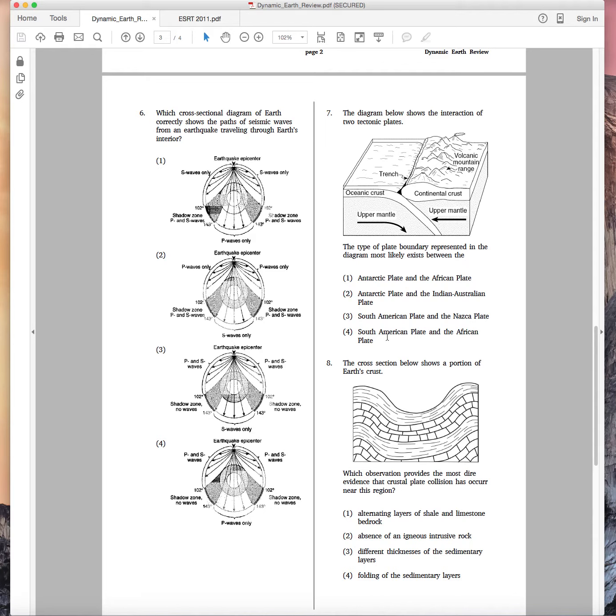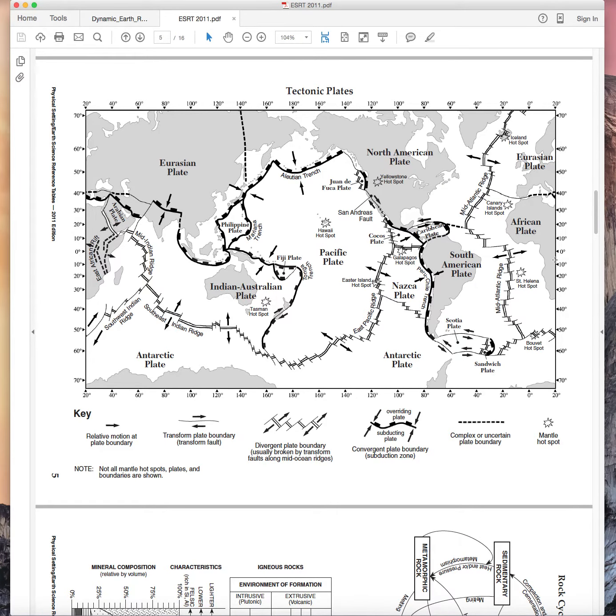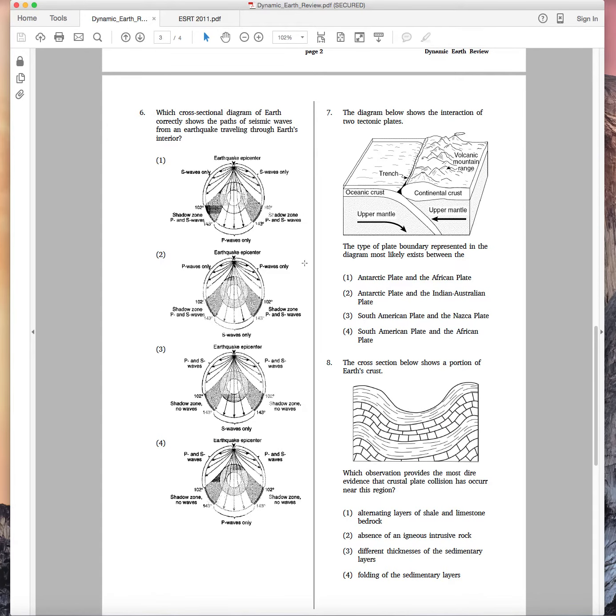Next, choice 4, South American plate and the African plate. In between those two is the Mid-Atlantic Ridge, where these two continents are moving apart from each other. So we can eliminate choice 4.